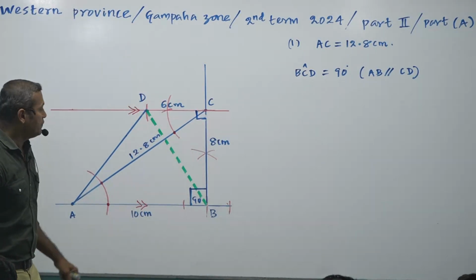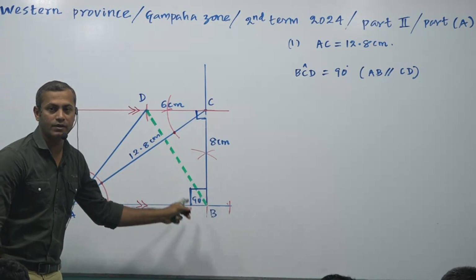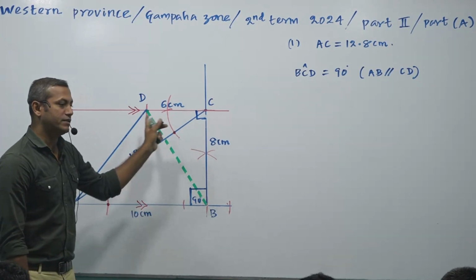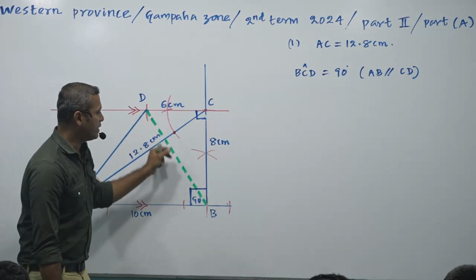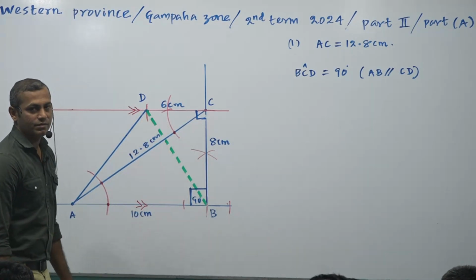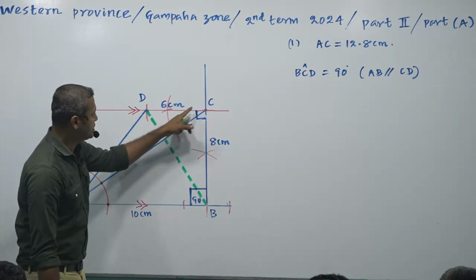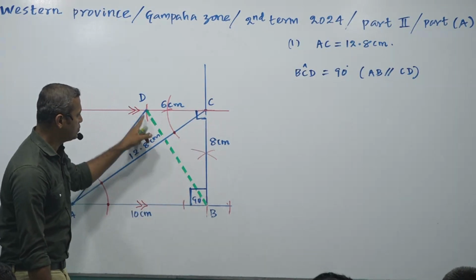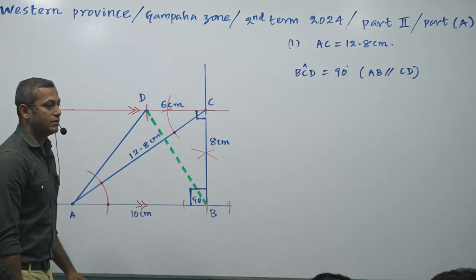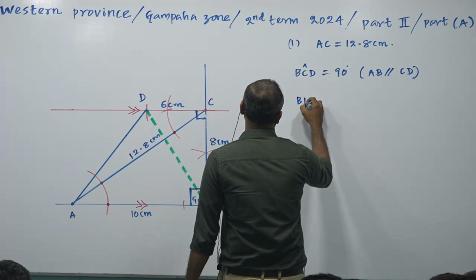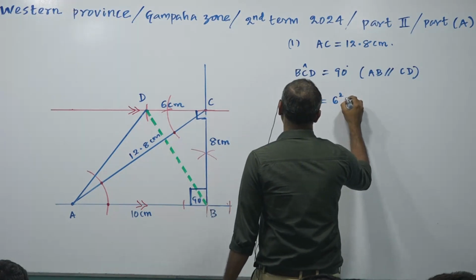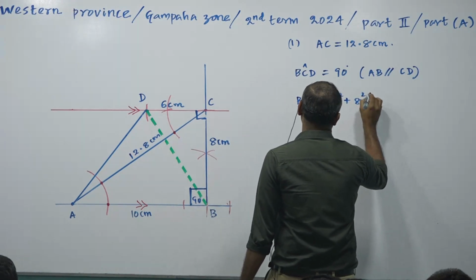Then what kind of triangle is BCD? It's a right angle triangle. In a right angle triangle, you can use Pythagoras triples. According to Pythagoras triples, 6 centimeter, 8 centimeter means what is the hypotenuse? 10 centimeter. Or use Pythagoras theorem and find BD. So BD squared is equal to 6 squared plus 8 squared.